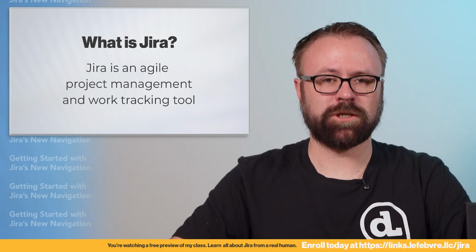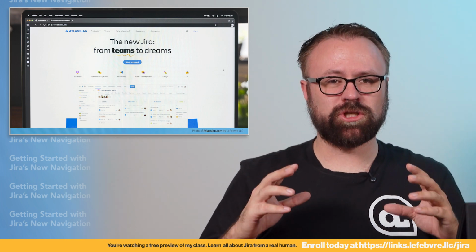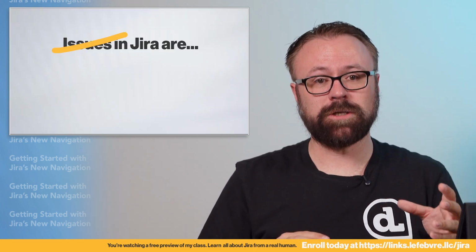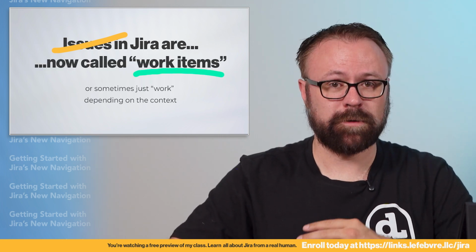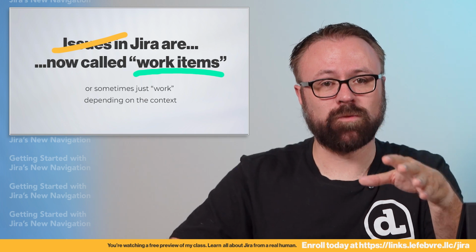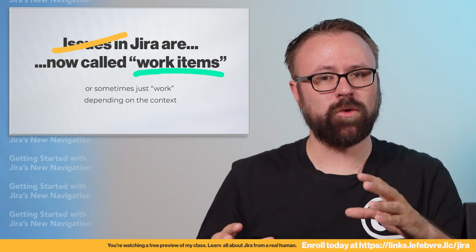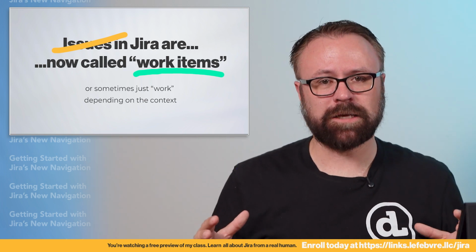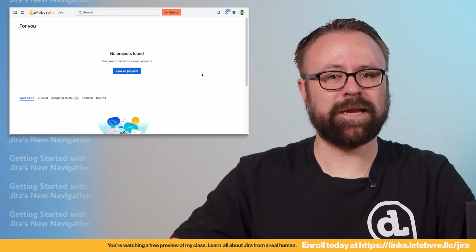In June of 2025, Atlassian made some major changes to Jira's interface that includes changing the term issues to be called work. Now, that's something that hasn't changed since 2002. So in this class, we'll be taking just a few moments to get an overview of where everything is located in the new interface so you can get up and running as fast as possible without any fluff. So let's hop into Jira and get started.